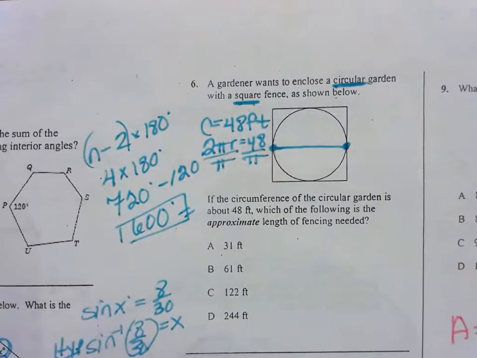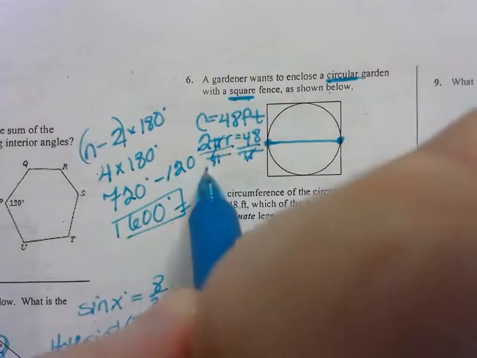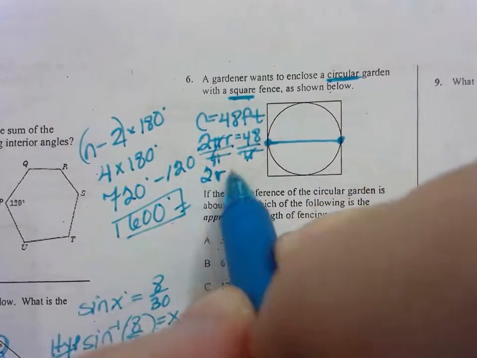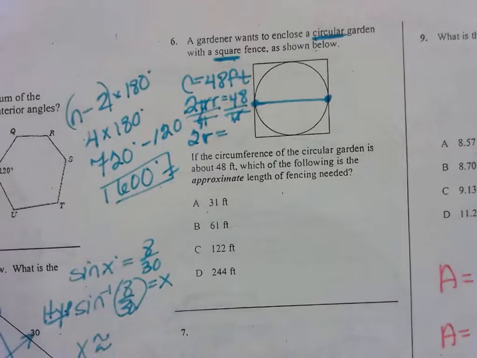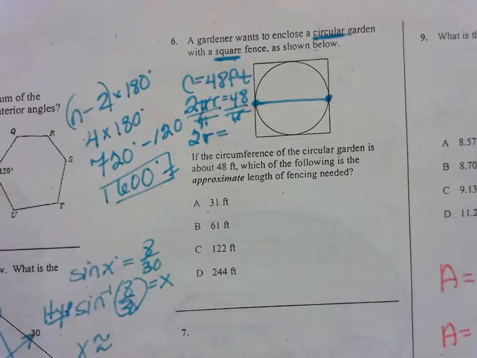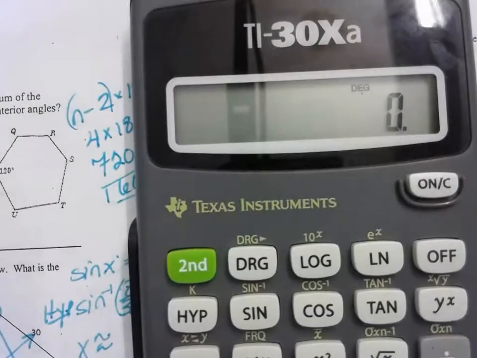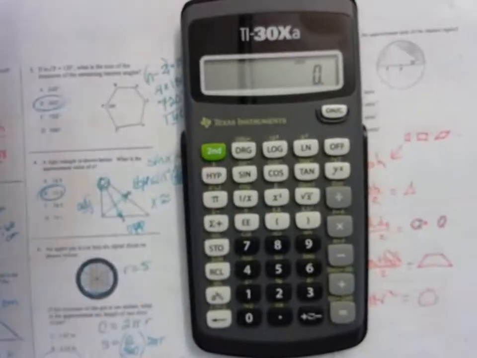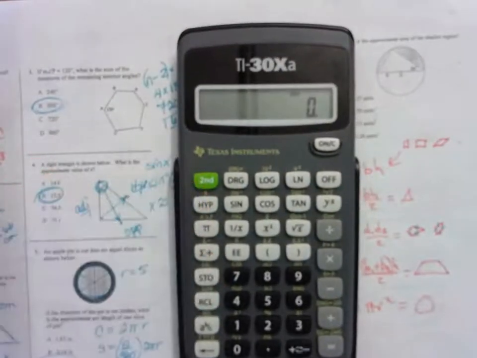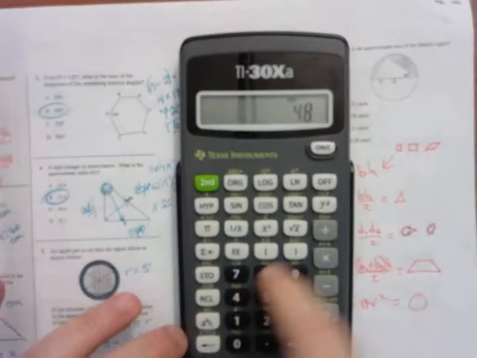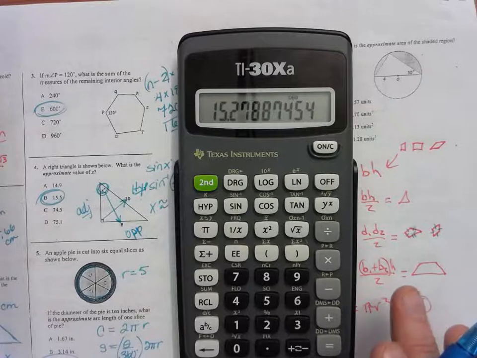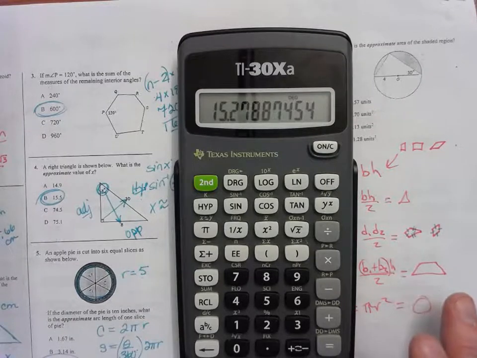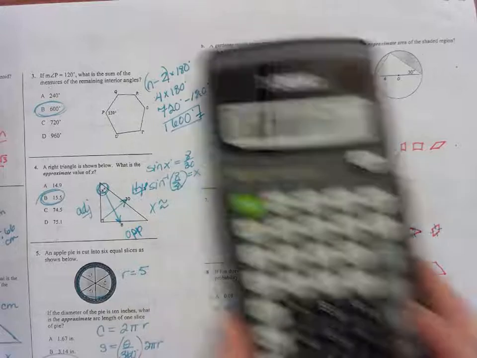So if we divide both sides by pi, we know that 2r, which is our diameter, by the way, equals 48 divided by pi, which, let's do that and approximate it, because they tell us approximately 48. 48 divided by pi. All right, I'm going to say round that to two decimal places. What are we going to work with? 15.28. Okay.